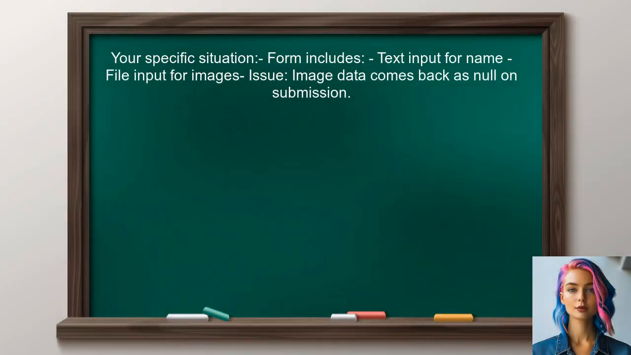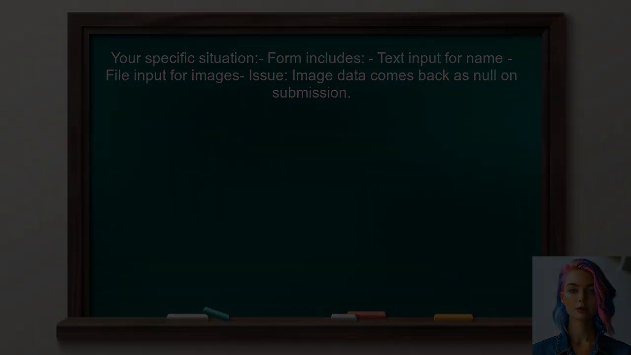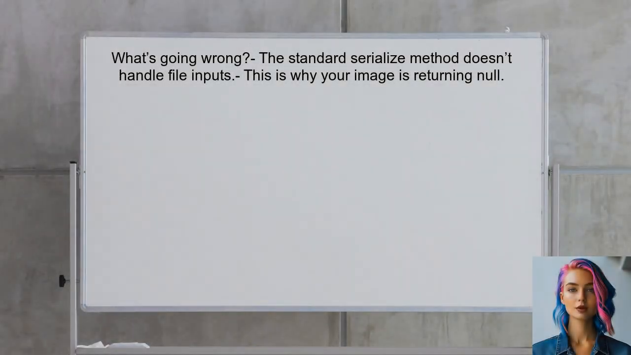Let's take a closer look at your specific situation. You mentioned that your form includes a text input for a name and a file input for images, but when you try to submit the form, the image data comes back as null. Sound familiar? Let's dive into the details. So what's going wrong here?